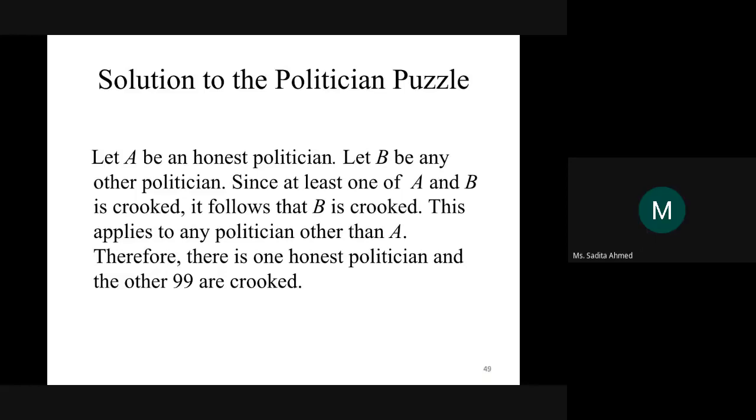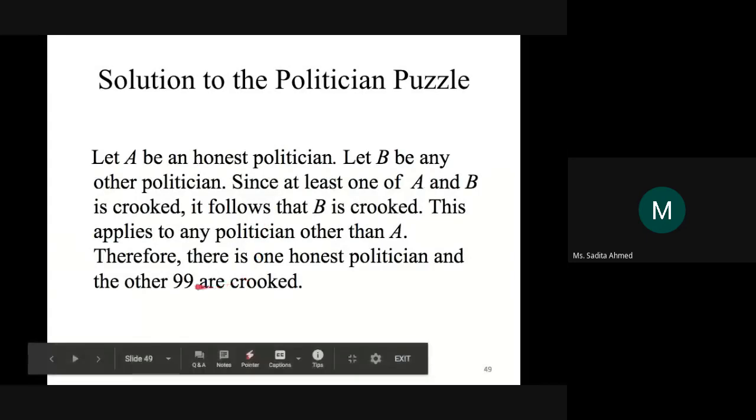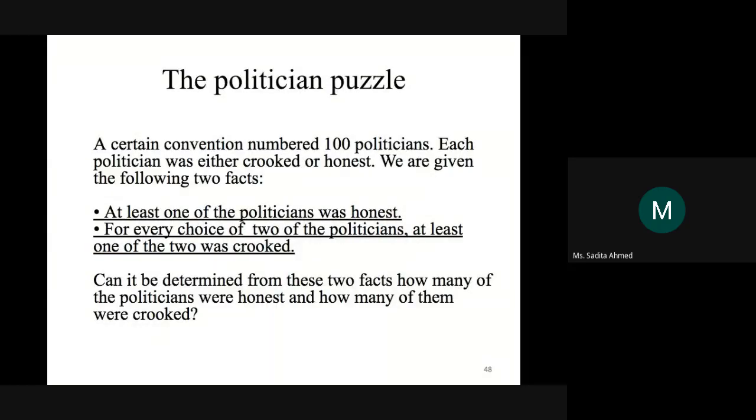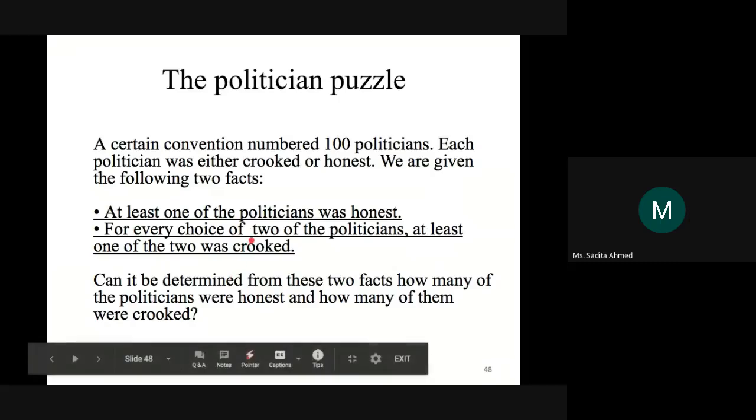Miss, like, what if there's more than one honest? Then what should we do? Will there be more than one honest politician? That is the point. I mean, what if is not the situation? You have to get to the conclusion. 99 other are crooked means what? You got to the conclusion that 99 politicians are crooked and only one is honest. We got to this conclusion. What if it's not possible? What you're saying, that more than one honest politician will be there, does not make sense.